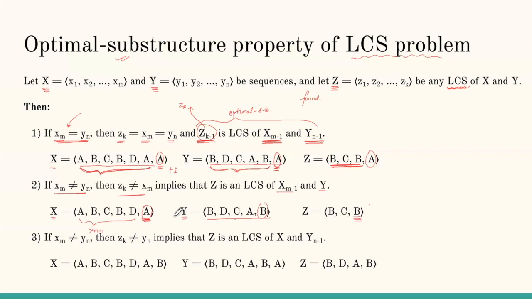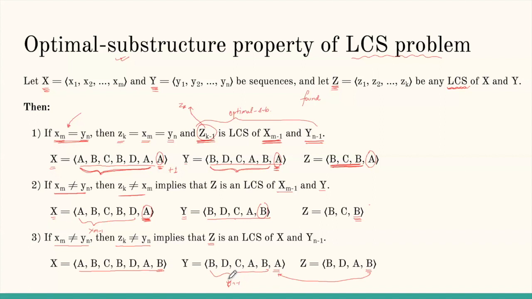So similarly, there could be another scenario where we again have Xm is not equal to Yn, but this time Gk is not equal to Yn. That is, Xm is not equal to Yn, but then Gk is not equal to Yn. So then here once again we can clearly infer that in this case G is a longest common subsequence of X and Yn minus 1.